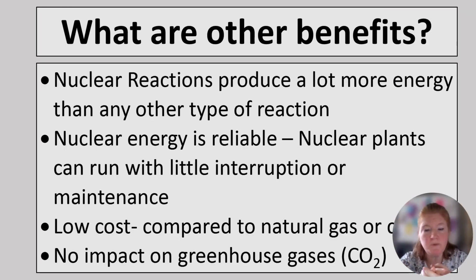Well, nuclear reactions produce a lot of energy, more than any other kind of reaction. So it doesn't matter, artificial transmutation, natural transmutation, fission, fusion, doesn't matter, produces a ton of energy. Nuclear energy is reliable. So actually, nuclear power plants run with very little interruption, and they need very little maintenance. And they are low cost once they're running compared to natural gas or coal. And in addition, nuclear energy does not produce carbon dioxide, so it does not impact greenhouse gases.